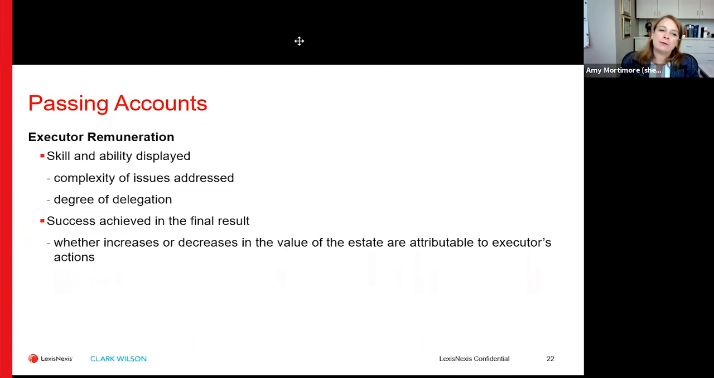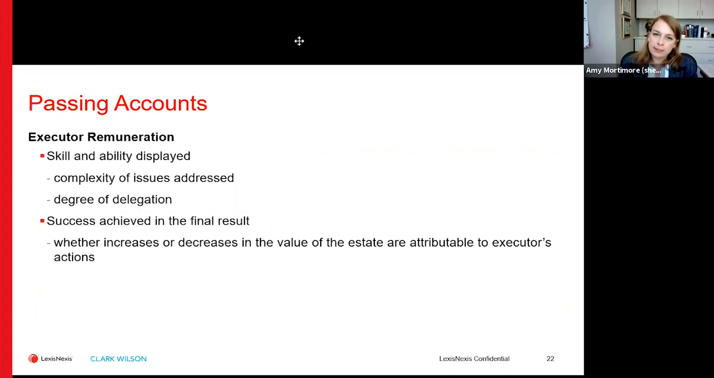Also, the fourth category is skill and ability displayed. What are the complexities of the issues that have to be addressed? How much delegation happened? Because you are allowed to delegate some work. But if you do that and payments are made, then you're going to have your remuneration reduced accordingly if you are the executor. And finally, success achieved in the final result.